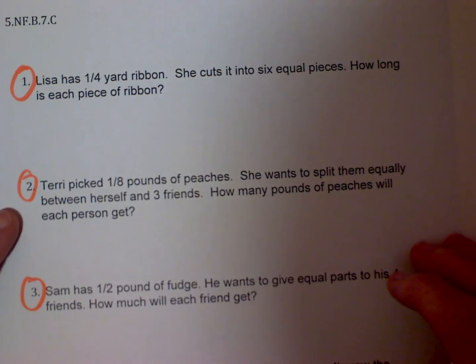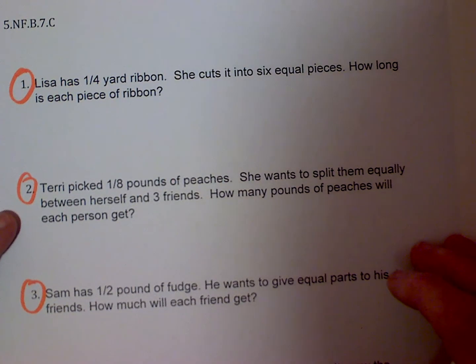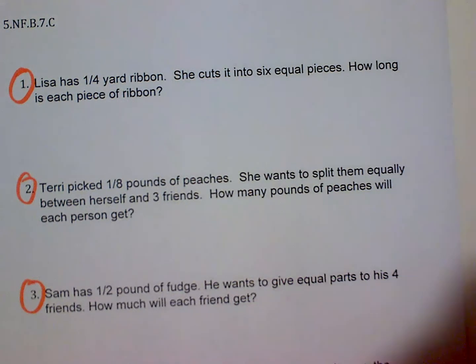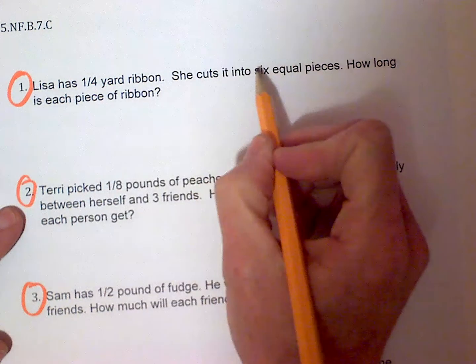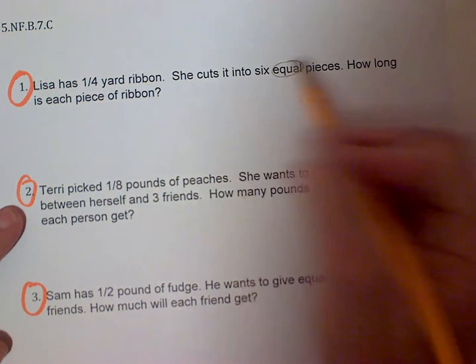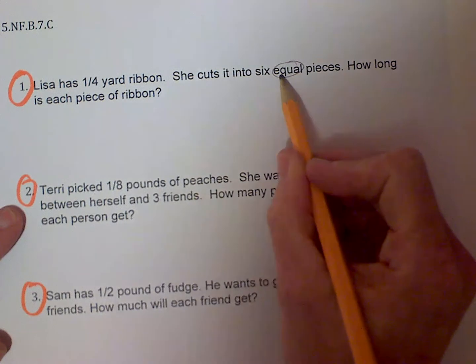It says, Lisa has 1/4 yard ribbon. She cuts it into 6 equal pieces. How long is each piece of ribbon? Well, I know that I'm going to start with a long piece of ribbon and cut it into 6 equal pieces. And equal tells me that I'm doing division.